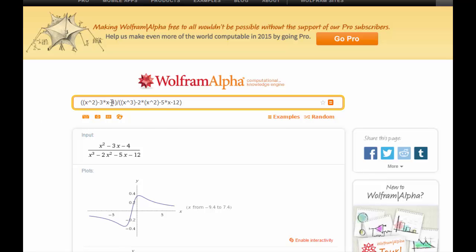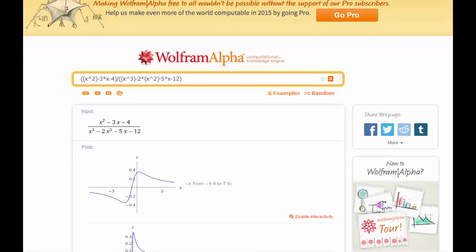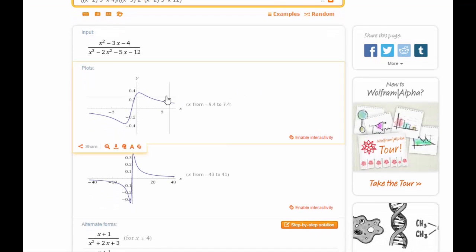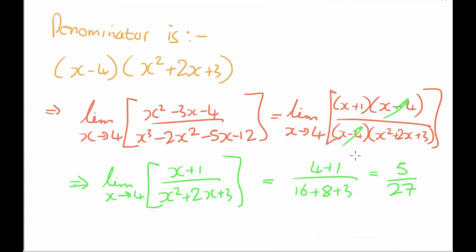So you can see that the equation here, you also have to check the equation at the top and see if it's right. And you can see the first graph is when those x minus 4s are cancelled out. And you can see that when we have x is equal to 4, the y value is equal to 5 over 27. So we know it's right.